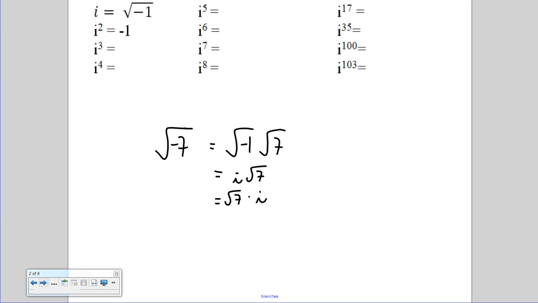So what can we do with our i's? Well, you know that i is equal to radical -1, and you know i squared is equal to -1. Why?